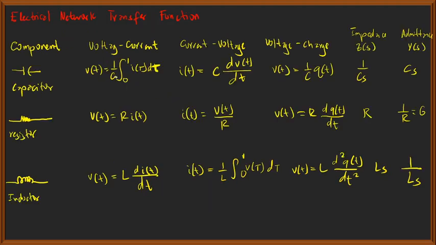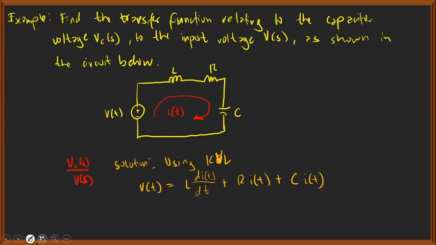Now the voltage is this one, 1 over C times the integral of i of tau d tau with limits from 1 to 0. So we need to change this one into 1 over C integral of i of tau d tau with limits from 0 to t.